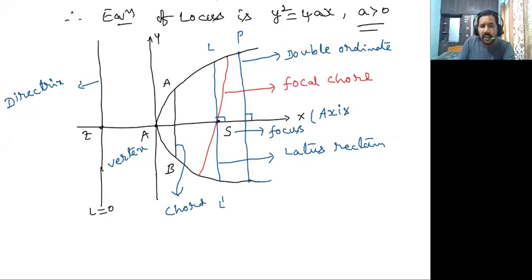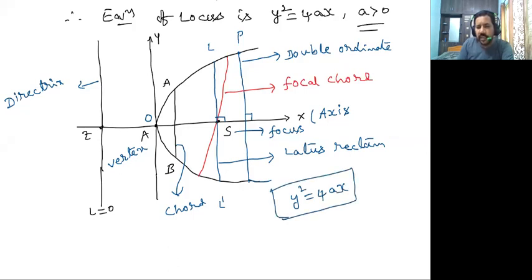Now here, the tangent at the vertex is the y-axis. The point of intersection of the x and y axes, the origin, you know very well. So the vertex A is (0, 0). So this is the diagram of the standard form of a parabola, y square is equal to 4ax only. Here a is greater than 0.